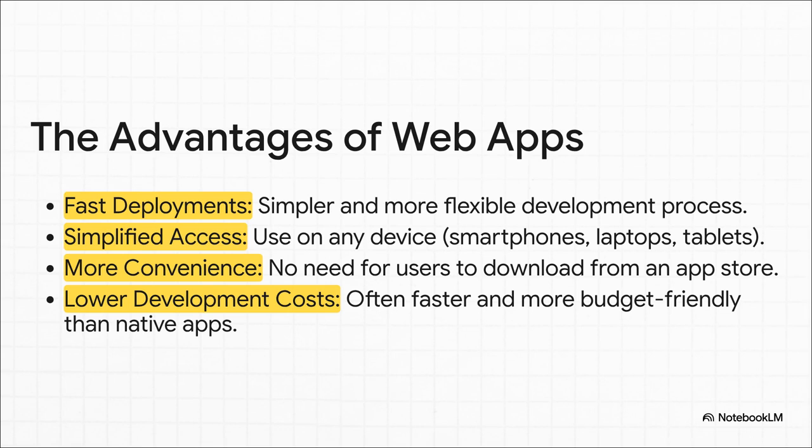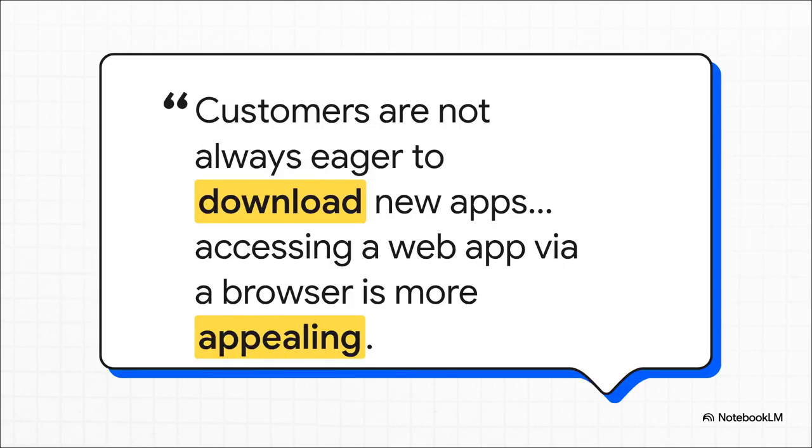First, deployments are way faster, because the whole process is just simpler. Second, access is universal. One single app works on any device with a browser, laptops, phones, tablets, you name it. The convenience for users is a massive plus, no fumbling through an app store. And all of this usually means lower development costs than building separate native apps for Apple and Android. And this quote right here, it just hits the nail on the head from the user's point of view. I mean, think about your own phone. How many apps do you really use?